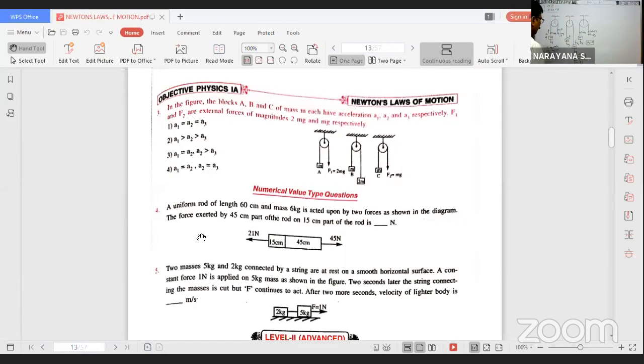So what is the relation among the accelerations? Greater than, less than, something like that is given. No doubt A1 is greater, next this one, next to this one. So A1 greater than A2 greater than A3. This is the relation among the accelerations. Okay.